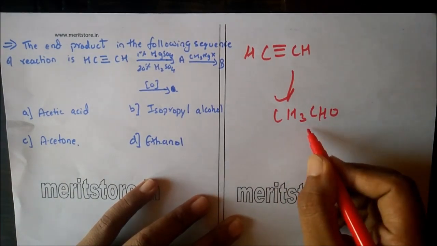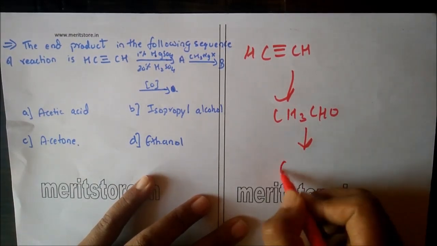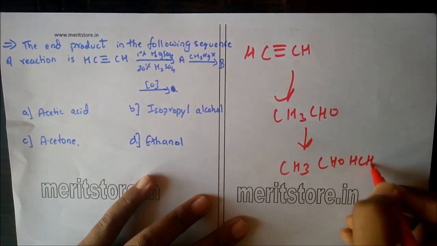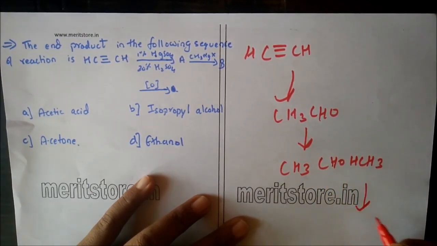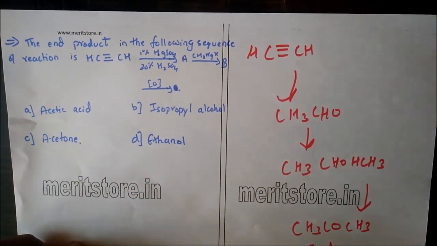Now, this on further reaction in the presence of CH3MgX and H2O gives rise to a product CH3CHOHCH3, which on further treatment with oxygen will give rise to a product called CH3COCH3, which is acetone. Therefore, here the correct answer will be option C, acetone.